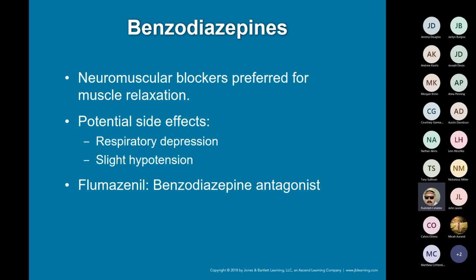There you go, side effects. Respiratory depression, slight hypotension. Now, there is a reversal drug if you overdose somebody on a benzo. I don't know of anybody that carries it. I used to know one service, but they don't even carry it anymore. It is what's called flumazenil, or the other name for it is Romazicon.